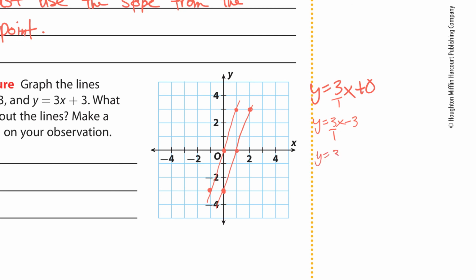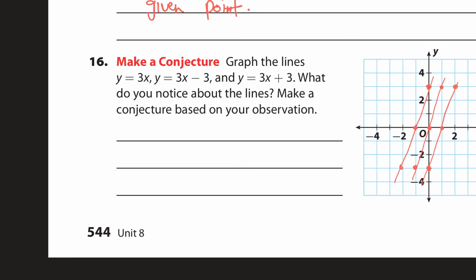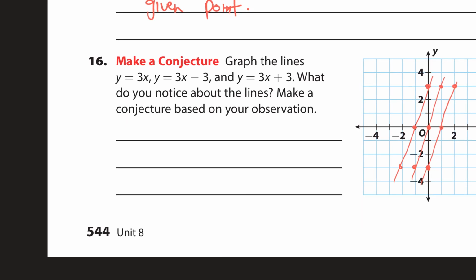So y equals 3x plus 3, and that's over 1. So my y-intercept is positive 3. And I can't go up 3 and over 1, so I have to go down 3 and back 1. Again, down 3 and back 1. And I have that. Hey, they look parallel. So what can you do here? All lines with the same slope, which these all are, will be parallel. And there you go. That's what you got to know.